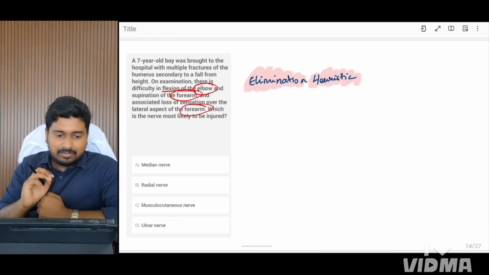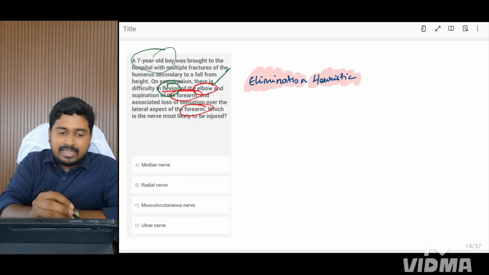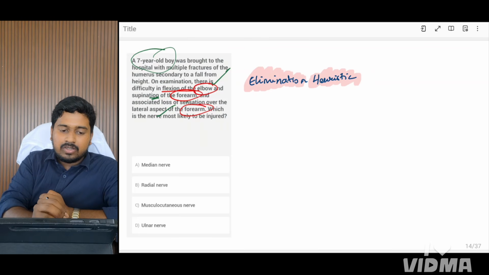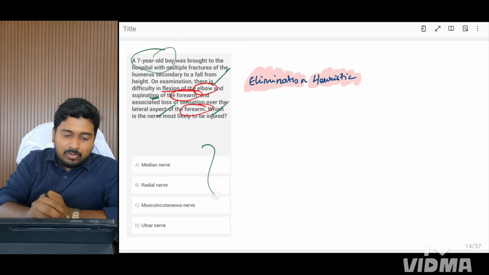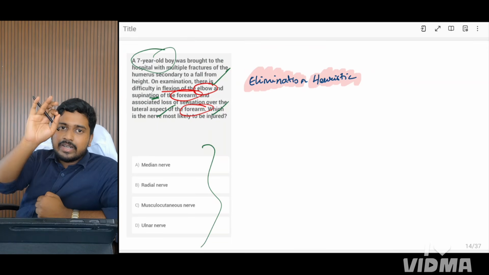Going on to the next question. See here, a boy had some fracture and he has a deformity. That is, he has difficulty in flexing the elbow, supinating the forearm, and loss of sensation over the forearm. And out of these three nerves, now tell me, using elimination basis, what options can you eliminate in this?